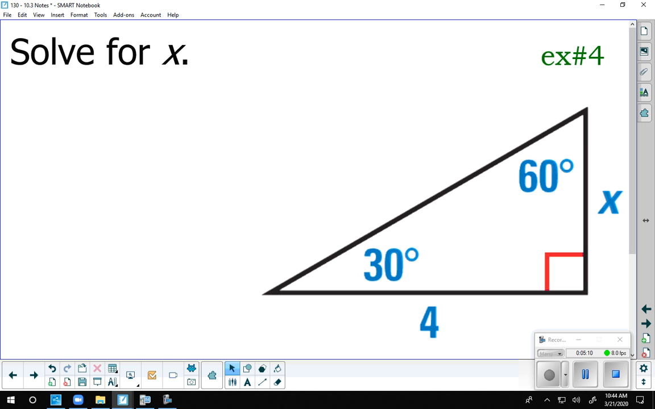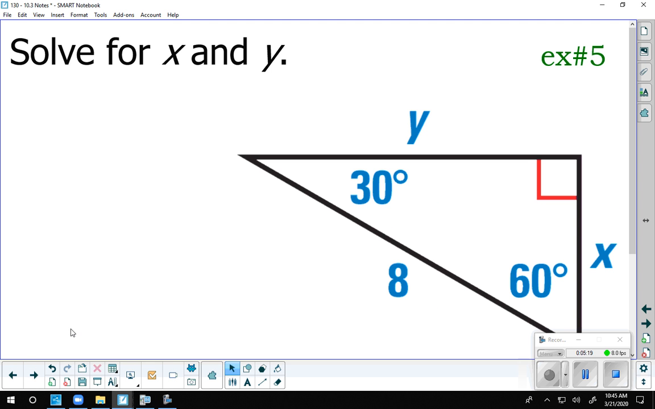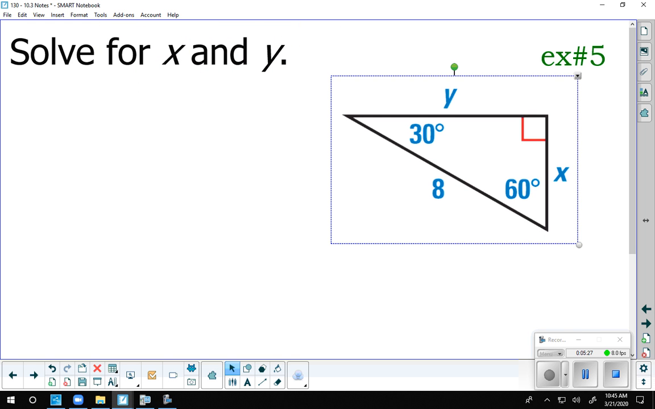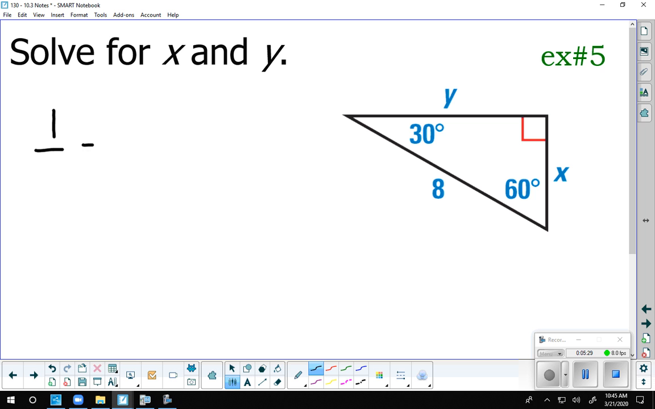So one more example that I'm going to go through. Actually, we're going to do two more. Okay, so set up your ratios. So we have 1, square root of 3, and 2. Those never change. Okay, 30, 60, 90.